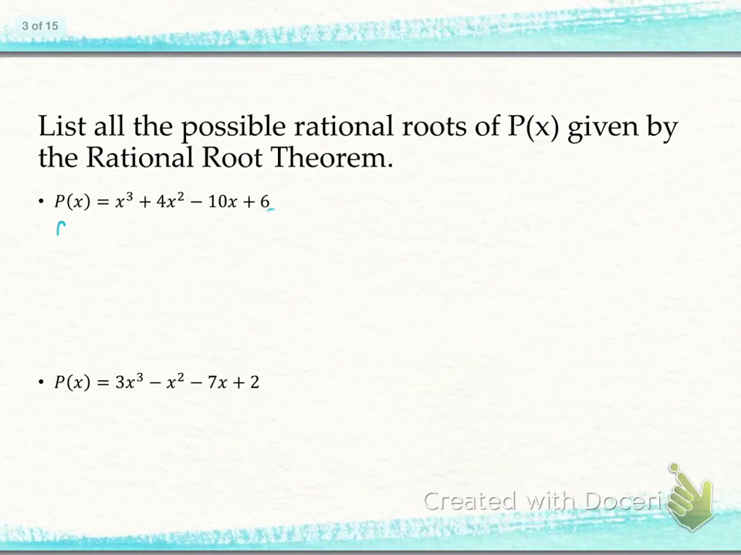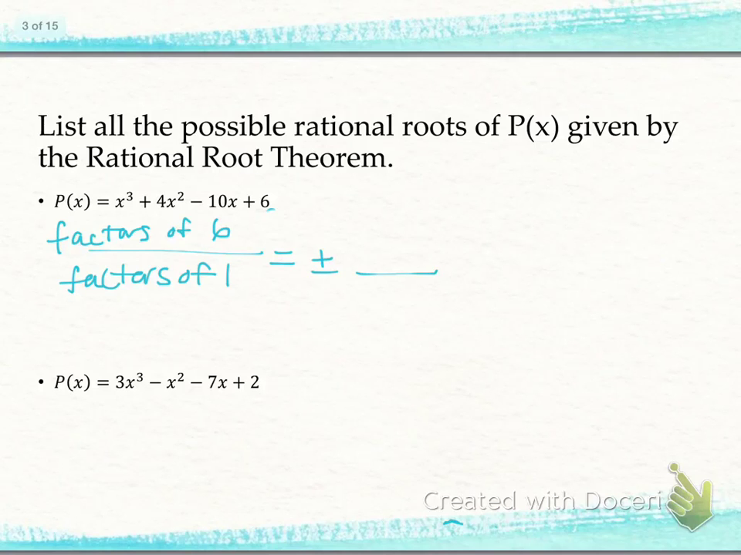So on the top, we are going to do factors of my constant term, 6, over factors of my number in front, my leading coefficient, which is 1. Remember, whenever we're doing factors, we need to include the positive and negative sides of it, because we could have negative 2 times negative 3 give me 6. So I'm just going to put a plus or minus out front here, so factors of 6. Then our 1, 2, 3, and 6, and then factors of 1 would just be 1.